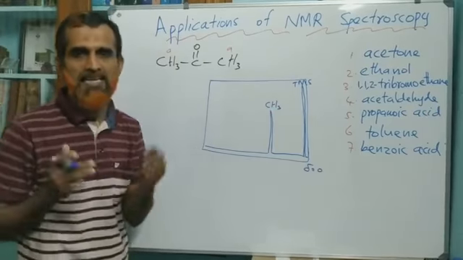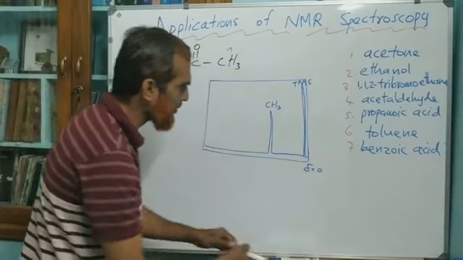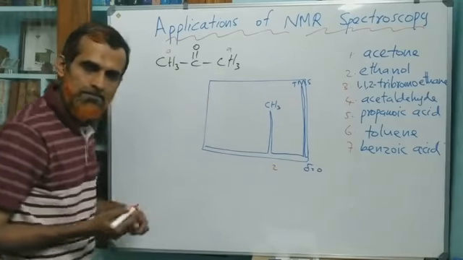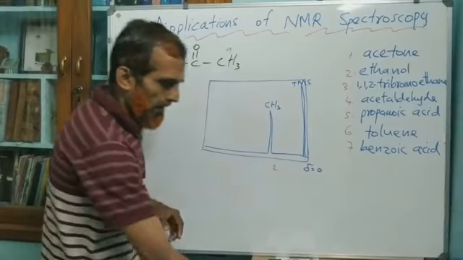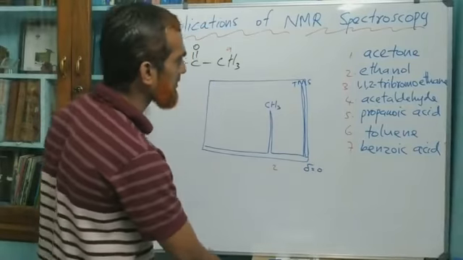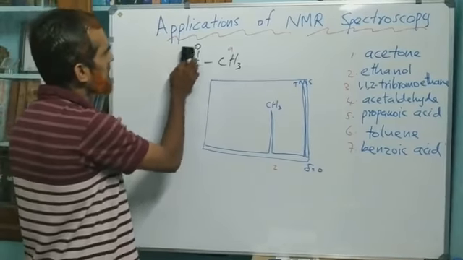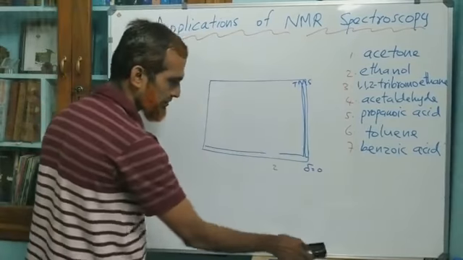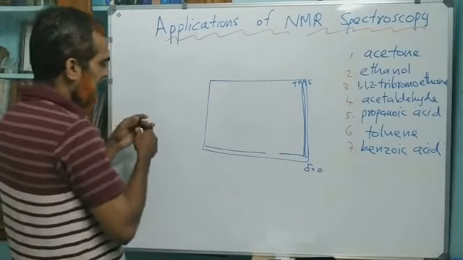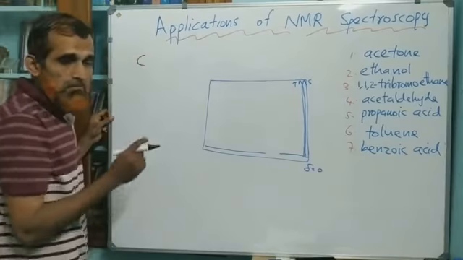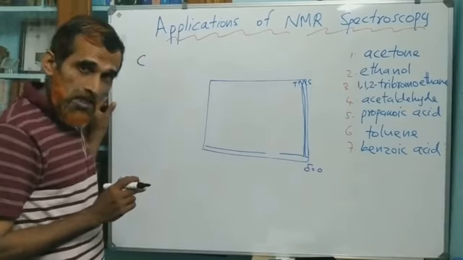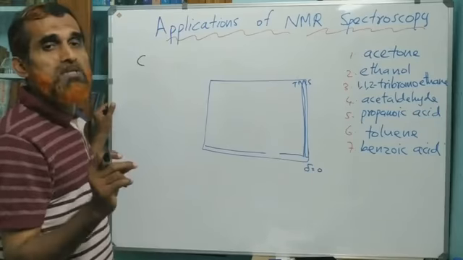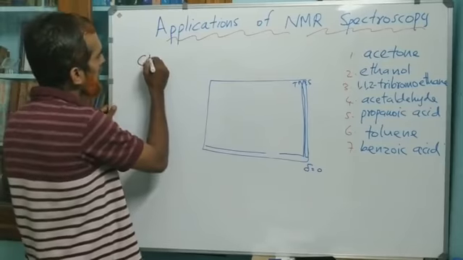There is no splitting here, and the chemical shift value is somewhere around 2 to 2.5. Okay. Let's now take ethanol, the second molecule. In the case of ethanol, it's very interesting. Ethanol is the most studied molecule in NMR. Historically, the first molecule which was studied in NMR was ethanol.